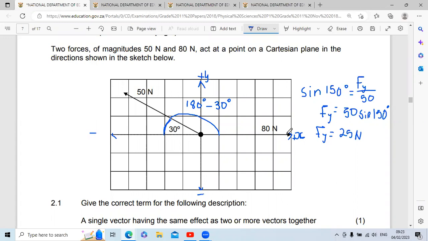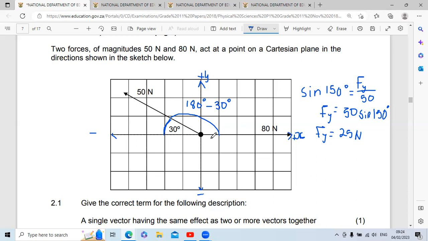So the vertical component is going to be zero. It's going to be 0 newtons because the sine of 0 is 0. Sorry, when it's on the horizontal, the angle is going to be 0, and the sine of 0 gives you 0. So it does not have a vertical component. It only has a horizontal component.